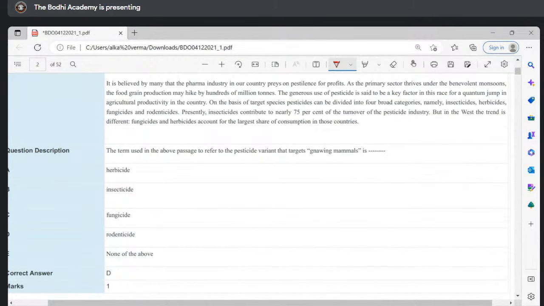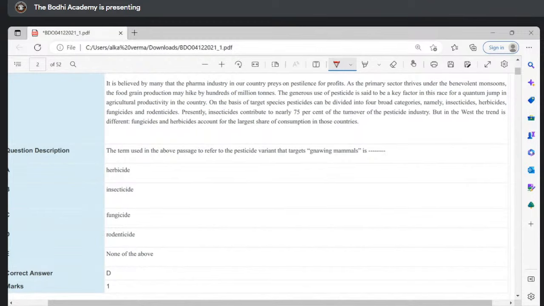So the second one is the term used in the above passage to refer to the pesticide variant that targets gnawing mammals. So what exactly are gnawing mammals? Gnawing mammals are animals that have sharp front teeth, like rats, rodents, even rabbits and squirrels. They are called gnawing mammals. So what is the word more suitable for them here? It suits rodenticide, right?